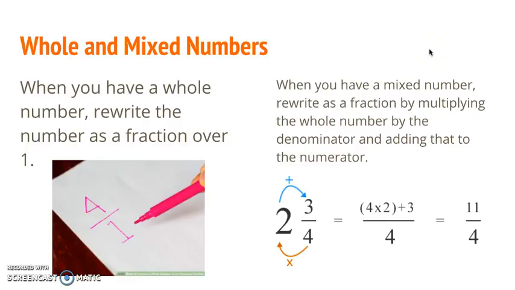And then when we have mixed numbers, we're going to rewrite as a fraction by multiplying the whole number by the denominator and then adding it to the numerator. So here you have 4 times 2, and then we're going to add that to 3. And then we're going to keep 4 the same when we rewrite our fraction. So 4 times 2 plus 3 equals 11, and then we're just going to keep the 4, and that's our new fraction.